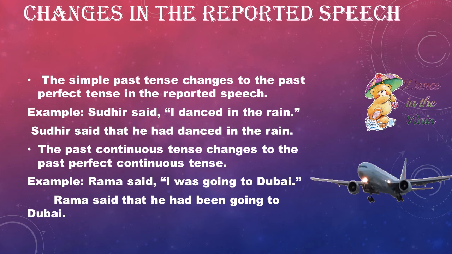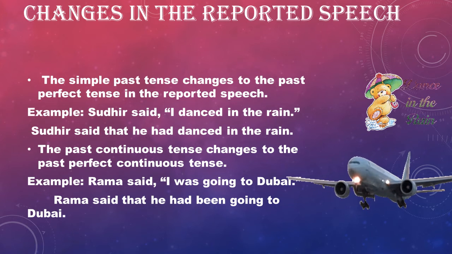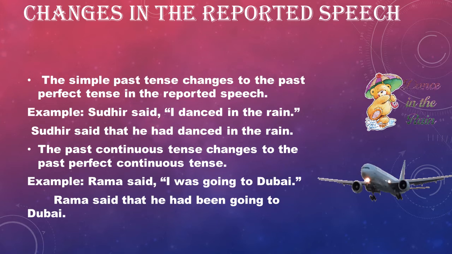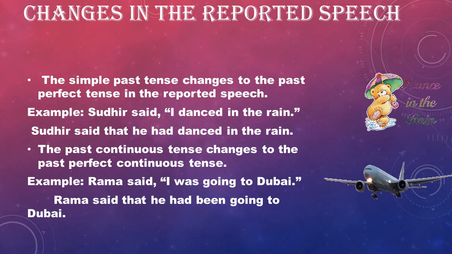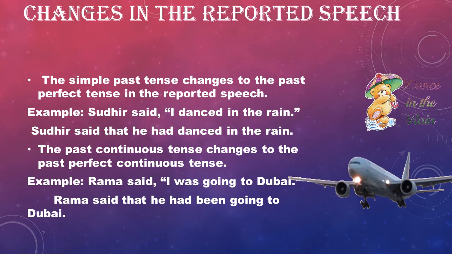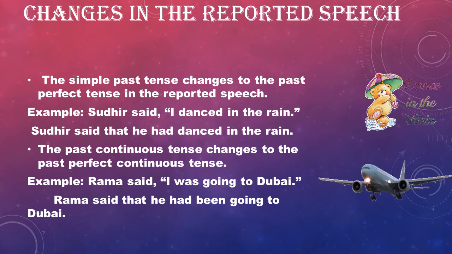The past continuous tense changes to the past perfect continuous tense. For example, Rama said, "I was going to Dubai." Rama said that he had been going to Dubai. Children, one very important thing to notice is that if the form of the reported speech is in past perfect tense, then we will not change it further. It will remain as it is.